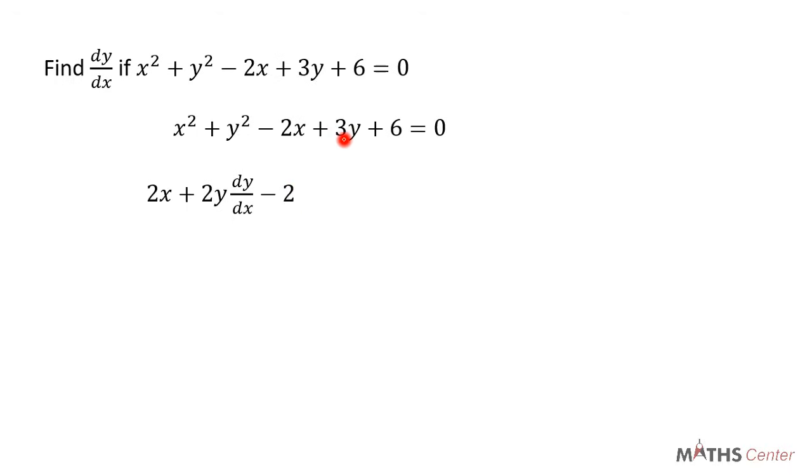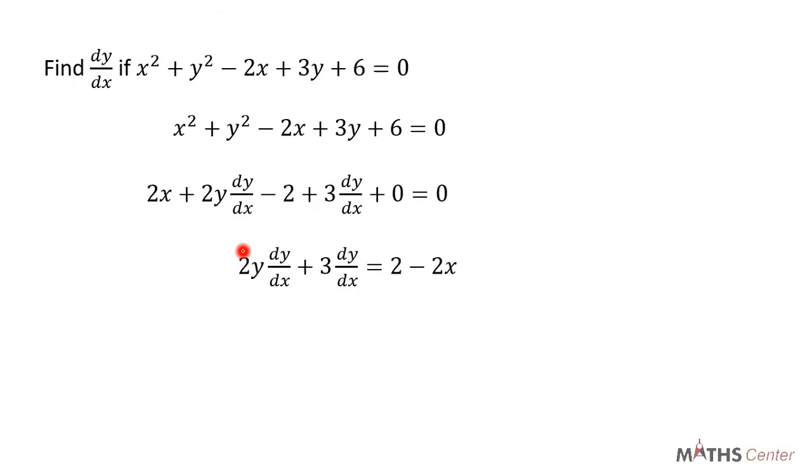The next one is 3y. When you differentiate 3y, you have 3. The y will be gone. But because it is a term containing y, you multiply it by dy dx. 6 is a constant, so when you differentiate it, you get 0. So we now have 2x plus 2y dy dx minus 2 plus 3 dy dx plus 0 is equal to 0.